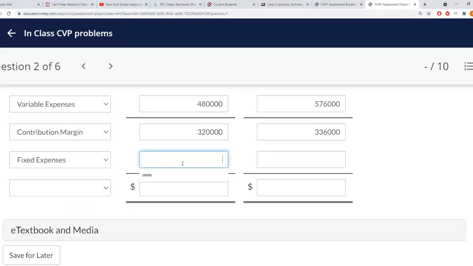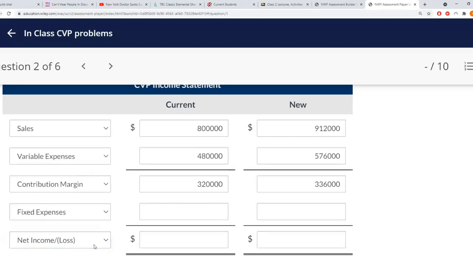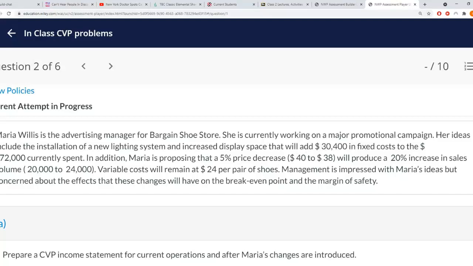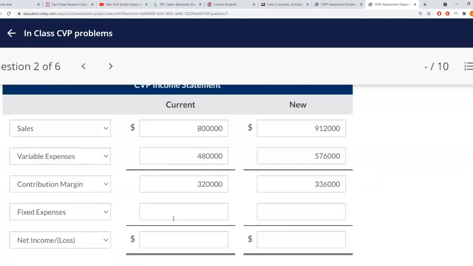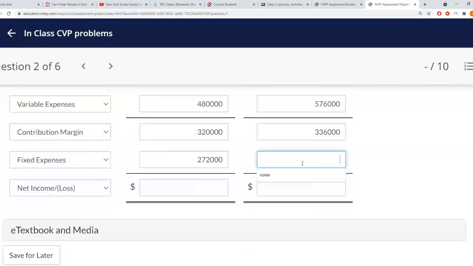And then profit, net income. What do they tell us about the fixed costs? They told us it will add 30,400 in fixed cost to the current 200. So the current is what? 272,000 dollars. Good. The current is 272. And the new would be? We add the 30,000. Right. Very good, Obaid. I'm trying to capiche everything, doctor. You're doing well. Now you can get your net income.